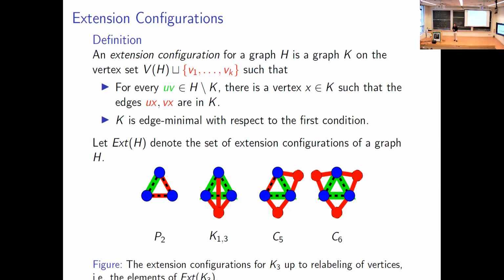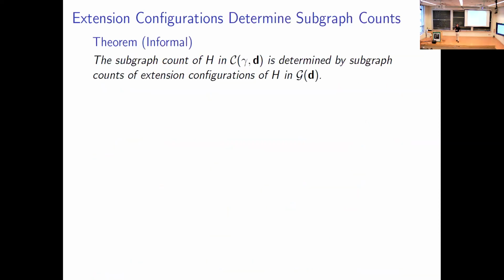I'm bringing this up now because in general, we have no idea what the set of extension configurations looks like for an arbitrary graph. This seems to be quite a tricky problem, one that I'm very interested in. Okay, so the big informal theorem. There are some more technical assumptions which I've chosen not to state for the purposes of this talk, but the big theorem here is that the subgraph count of an arbitrary graph in a random clustering graph is determined entirely by subgraph counts of extension configurations in the Chung-Lu model. There are some really annoying constants that can pop up here. Basically, everything in this characterization is fully computable, but annoying to write down.